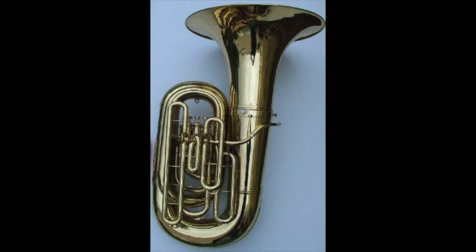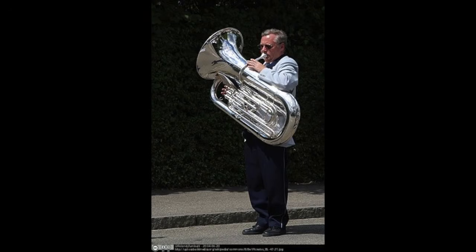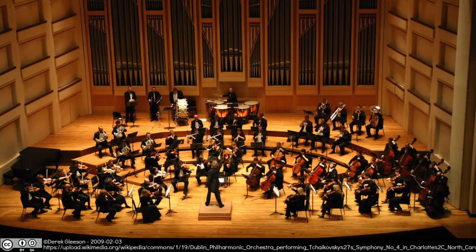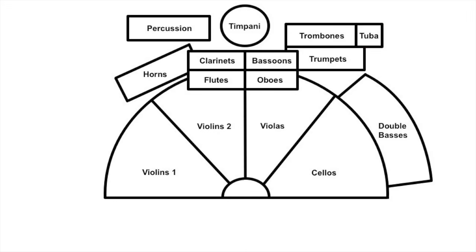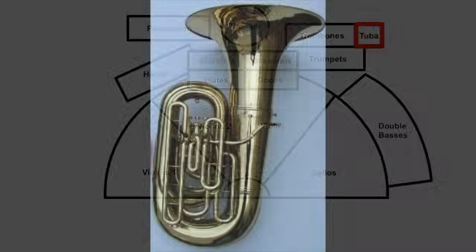The tuba. The tuba is the largest and lowest sounding of the brass instruments. It has a very similar range to the double bass. As with all brass instruments, it can play at very high volume levels. There's usually 1 tuba in an orchestra, and it sits to the right of the trombones. This is a tuba.